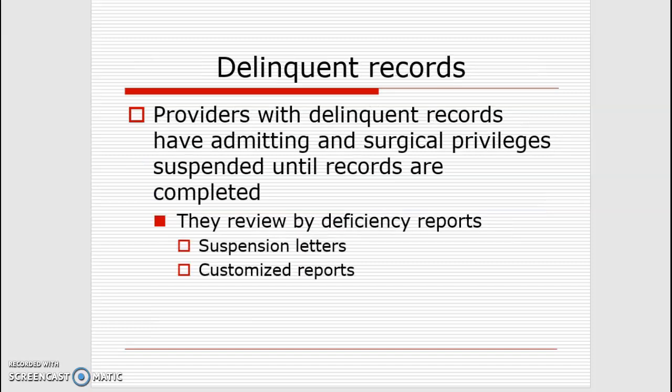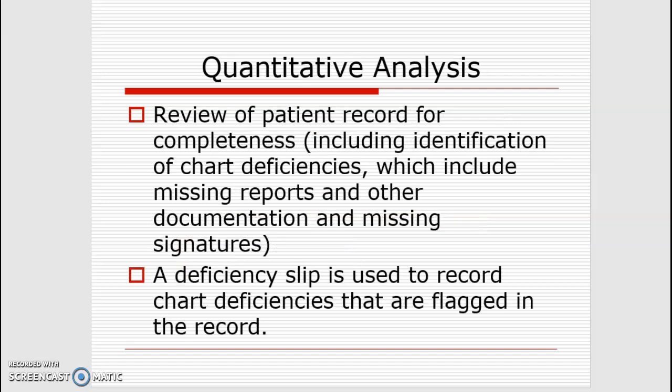And then you can see for more of these report on the Joint Commission. Okay, so let's go in here, delinquent records again. So providers with delinquent records have admitting and surgical privileges suspended until the records are completed. A lot of times they can still work in the physician office seeing patients, but again, if any of those patients they see in the office need to be admitted to the hospital, they can't do it. They would have to have one of their colleagues do it. Again, they review by deficiency reports. They get a suspension letter, and then a customized report. Let's go to the next step.